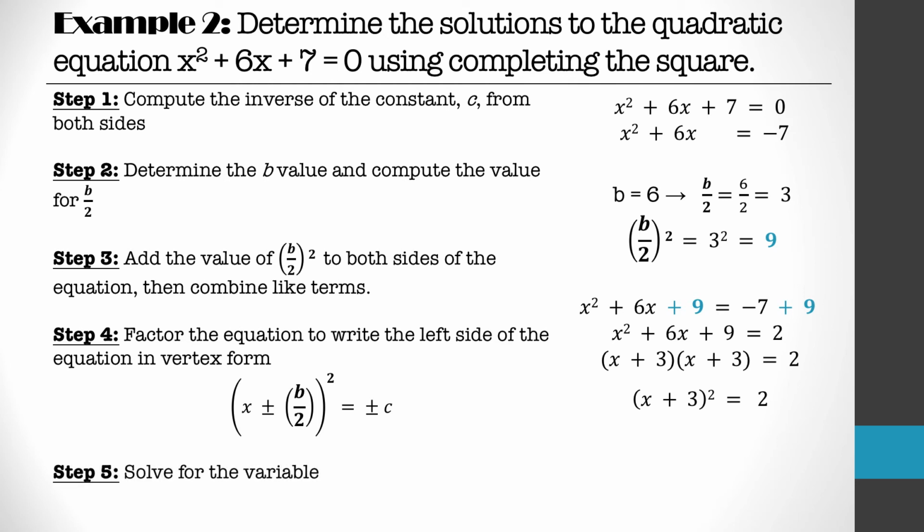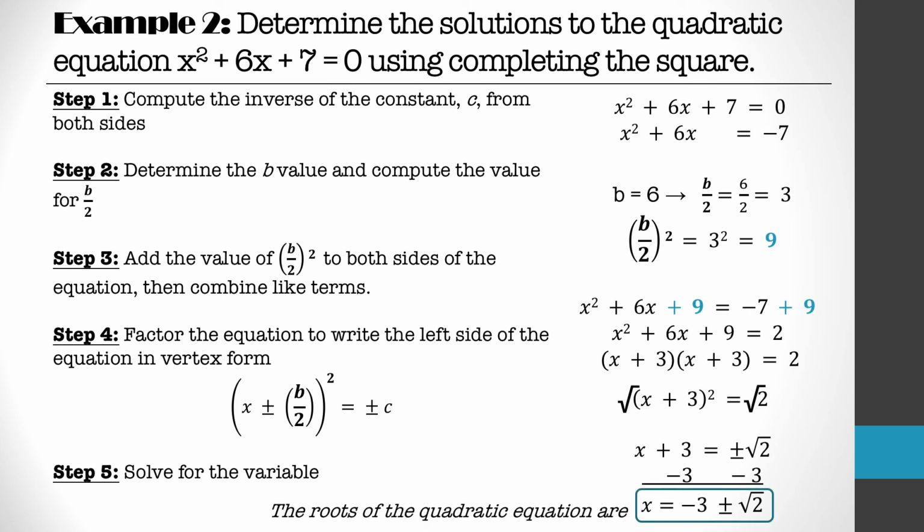In order to solve, to get rid of a squared exponent, we take the square root of both sides to get x plus 3 equals plus or minus the square root of 2. Then we subtract 3 from both sides to get x equals negative 3 plus or minus radical 2. Because this cannot simplify any further, these are the roots of your quadratic equation.